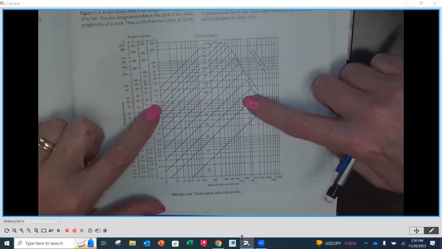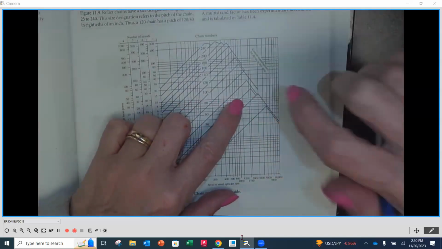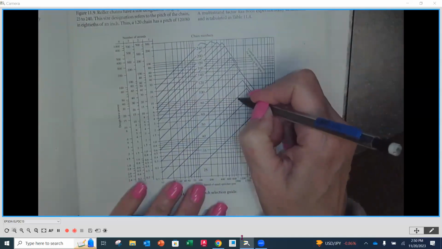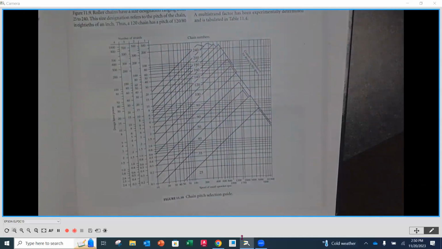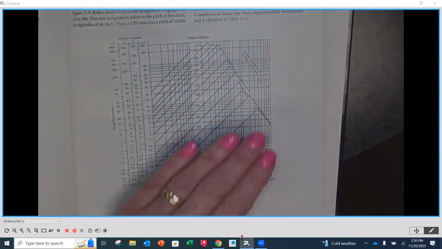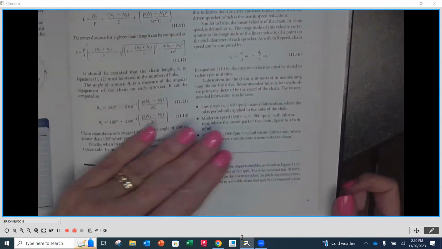And then the speed at the bottom here of our small sprocket needs to be 1200. So we're going to go up to about there, and you'll notice that they meet right here. So we're between, and really close to the edge of, 50 and 40. So this would be your call. Now, if I was doing this, I'd probably pick 50. But 40 is not a terrible number, but let me see what the book does.